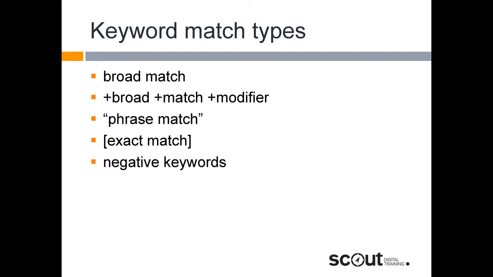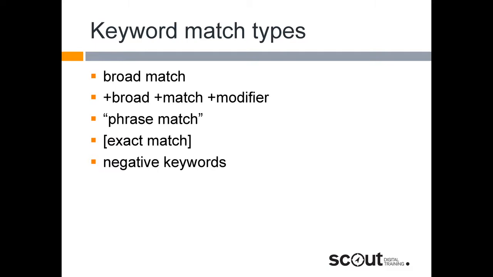And then exact match in those square brackets, that keyword would need to exactly match what someone's looking for. So if I had Google Ads training as an exact match keyword, but somebody searched for Google Ads training Adelaide, it wouldn't show my ad because it doesn't exactly match that keyword. Whereas if I had Google Ads training as a phrase match keyword and somebody searched for Google Ads training Adelaide, it would match because Google Ads training is still included in that keyword, even though there's other words around it.